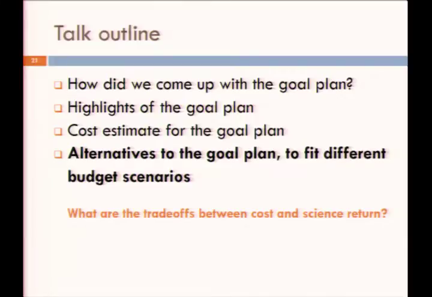So the final thing that I want to talk through briefly at the end of my talk here is how can we evaluate alternatives to the goal plan? Because there's uncertainty in agency budgets, and the community is going to propose ways that they think are the best way to carry out this work. So if we're weighing these different options for implementation, what are the trade-offs between cost and science return, particularly to fit different budget scenarios?